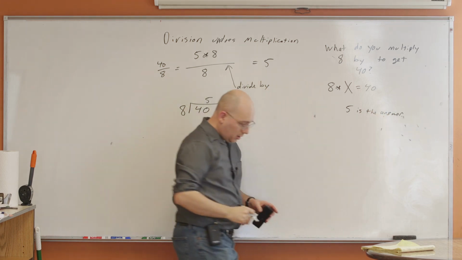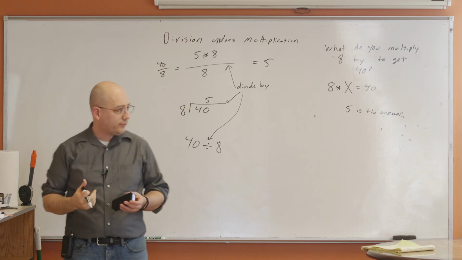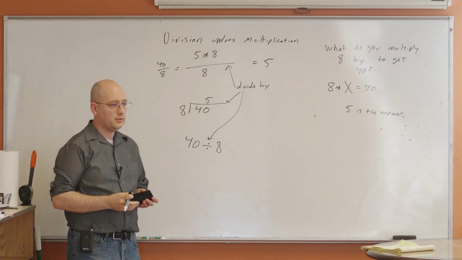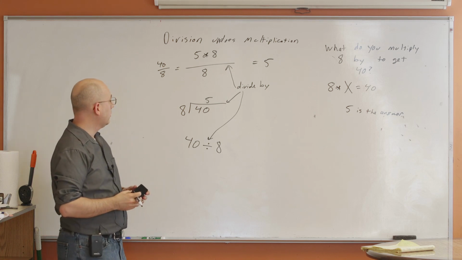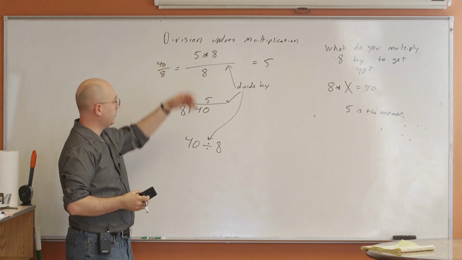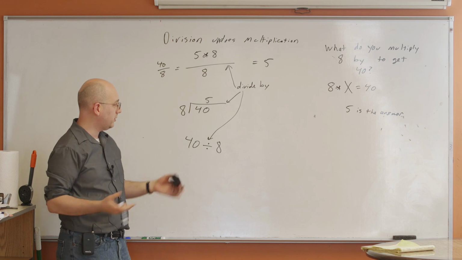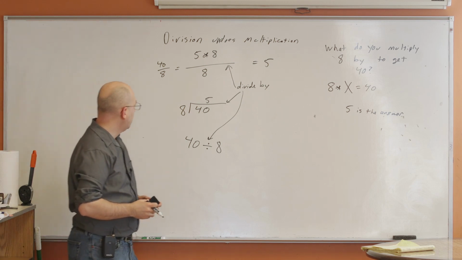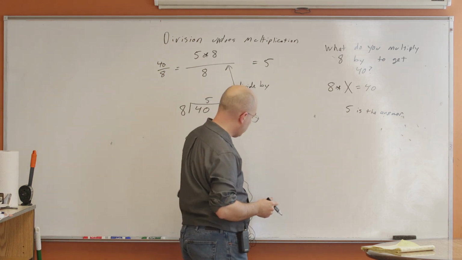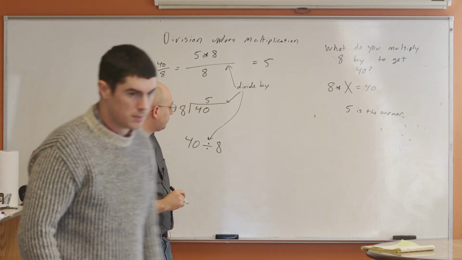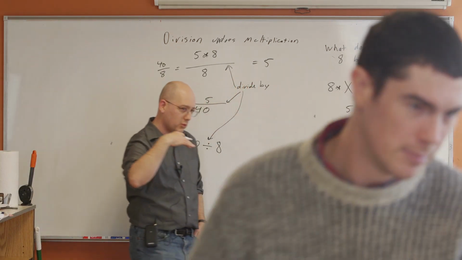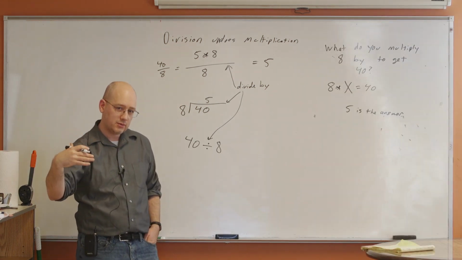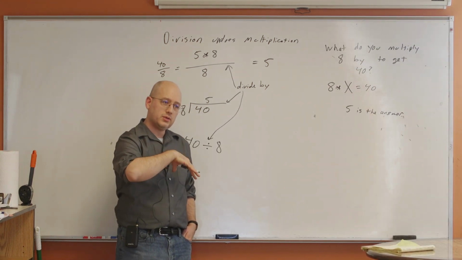Now, the best way of getting good division is to know your multiplications of single digits and be able to undo them. So it's knowing that 40 is 5 times 8. And so if you divide by 8, you get 5. But if you're really stuck, just like multiplication is repeated addition, division is repeated subtraction.